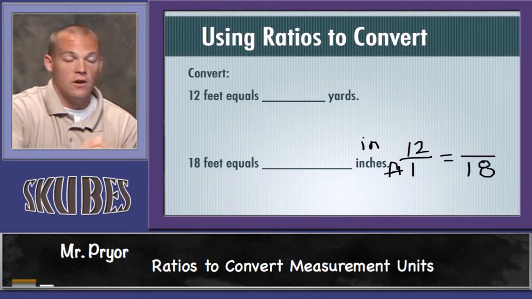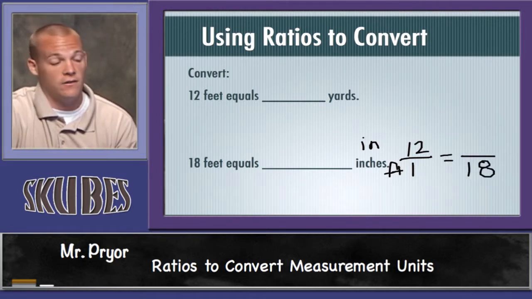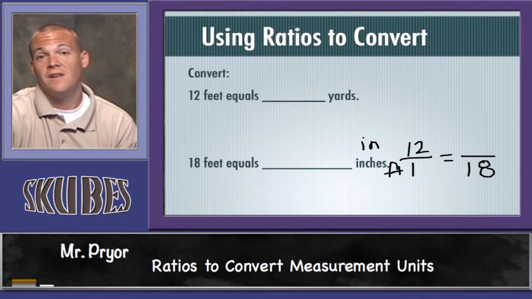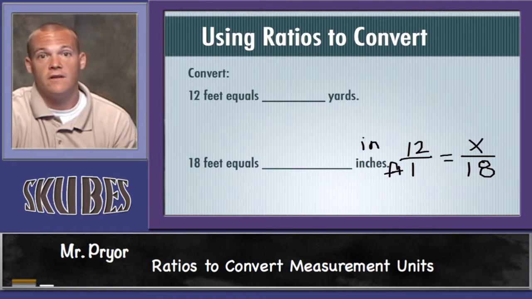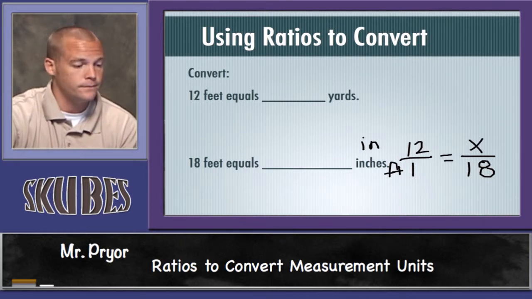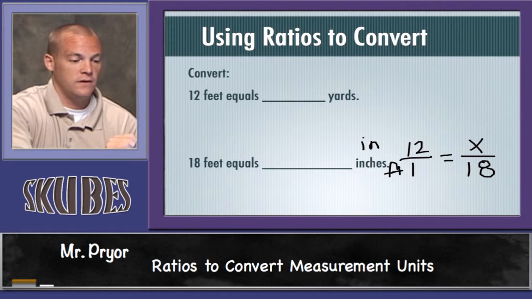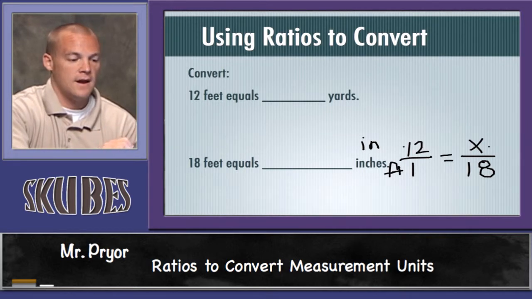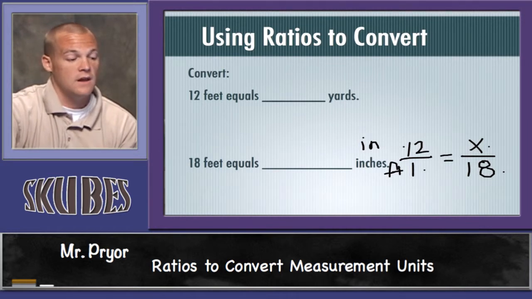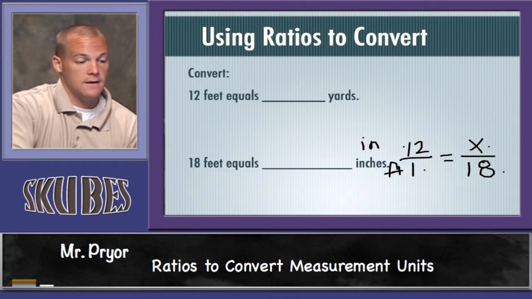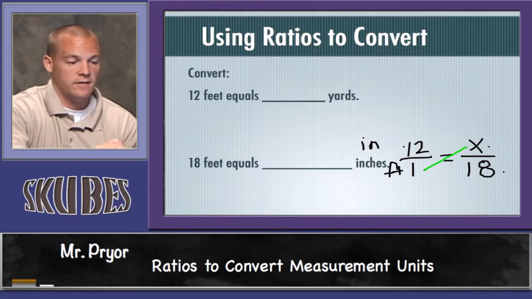So 18 will need to go to the bottom of our second fraction. What goes on top? Well, again, we don't know, so we're going to use that x again as our variable or our unknown. Both of these will represent inches on top and on bottom. They both represent the feet. And you're going to use your cross multiplying again. So 1 times x and 12 times 18.